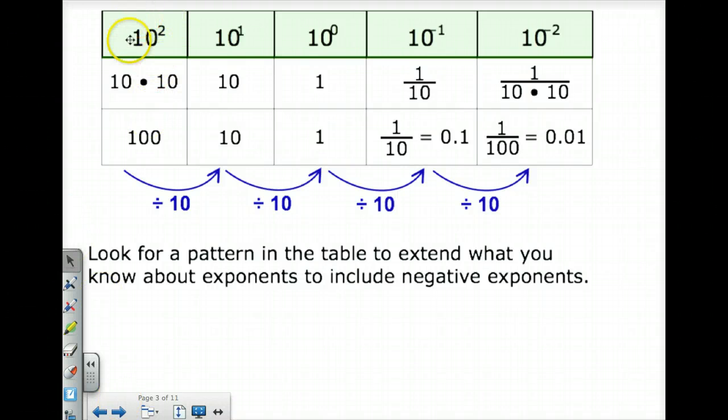So here we have 10 to the second power. We know that's 10 times 10, which is 100. Here's 10 to the first power, which is just 10. Here, 10 to the 0 power is 1. Now look at our 10 to the negative first power. What you notice is the base becomes the reciprocal, 1/10.